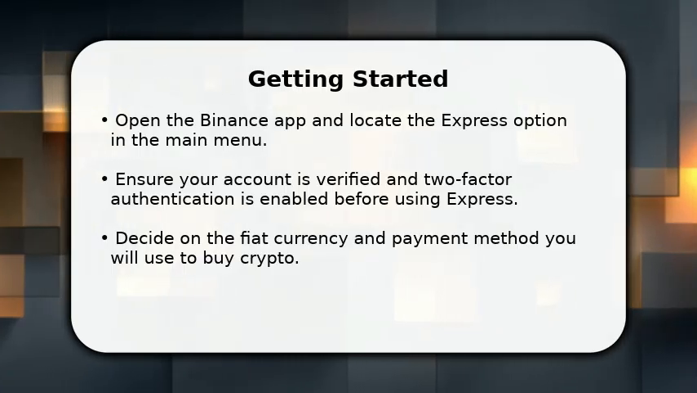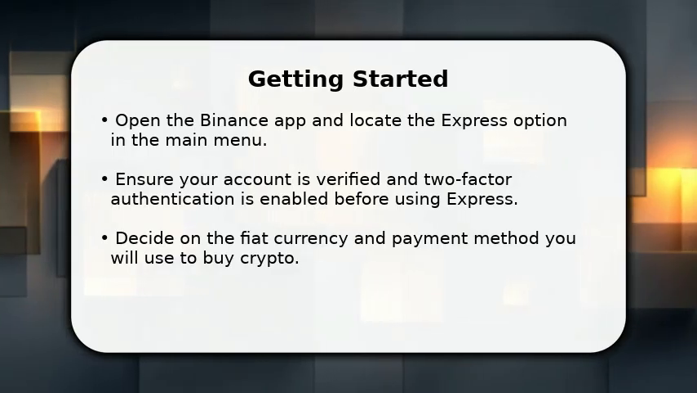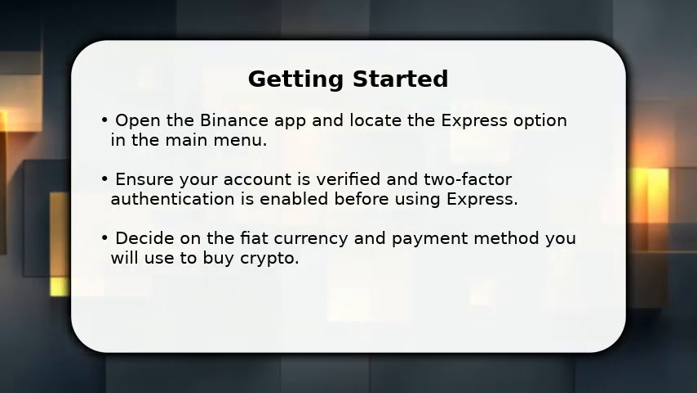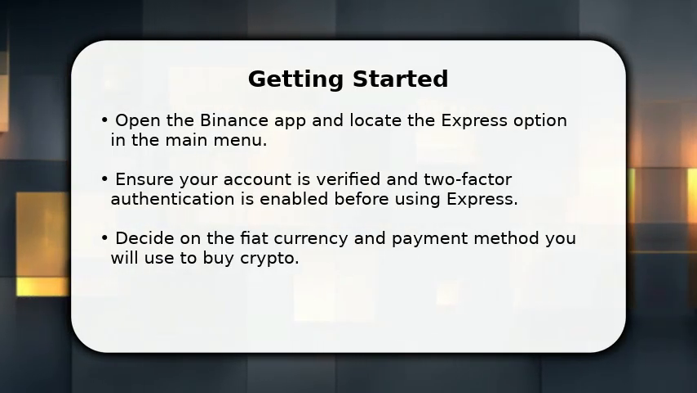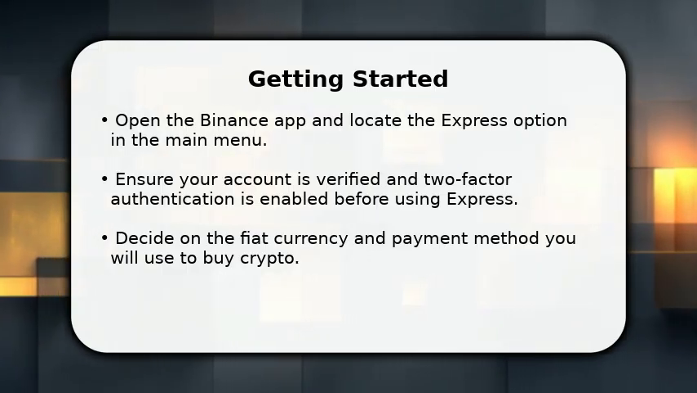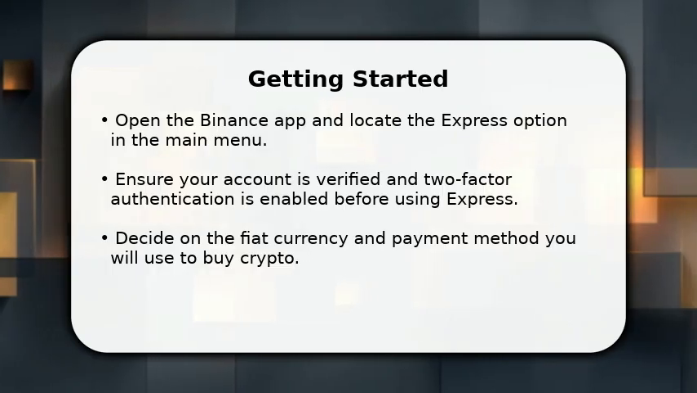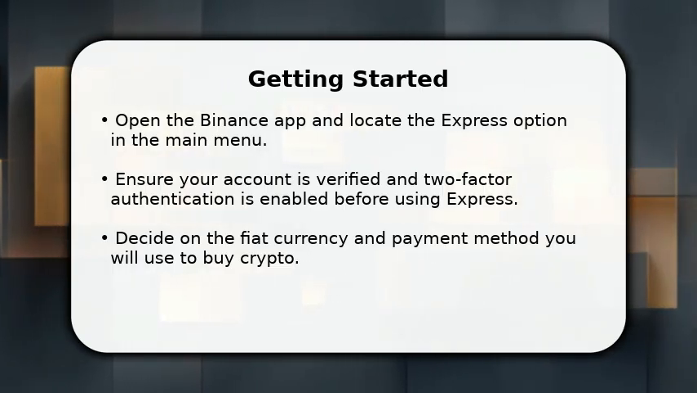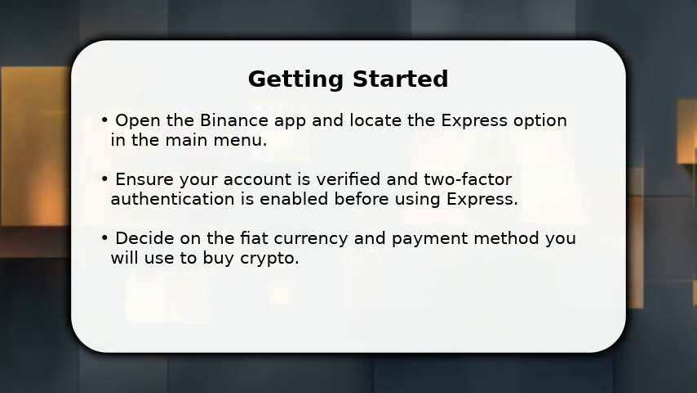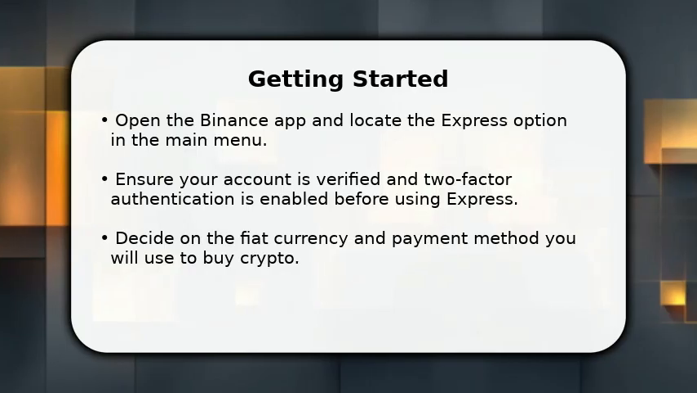In this video, I will explain how to use Binance Express step by step. Open the Binance app and tap Express to start a fast fiat on-ramp. Select your currency and payment method, then enter the amount you want to spend and review the fees shown. Confirm the purchase and complete any required identity checks or prompts.